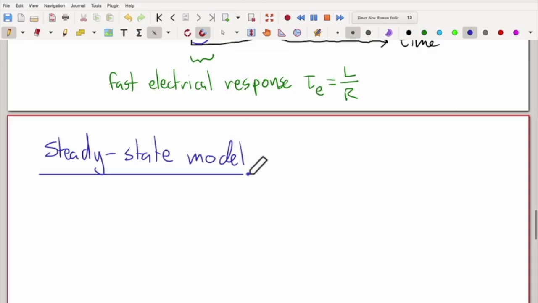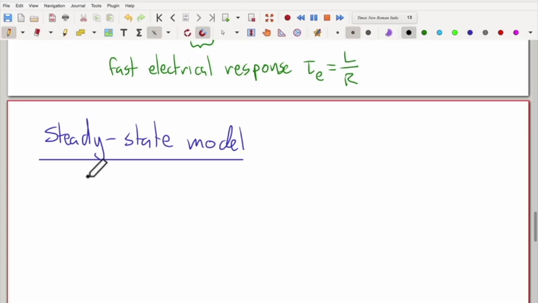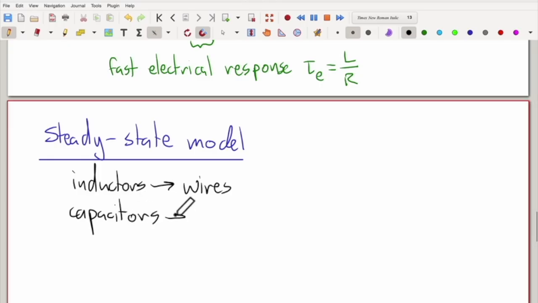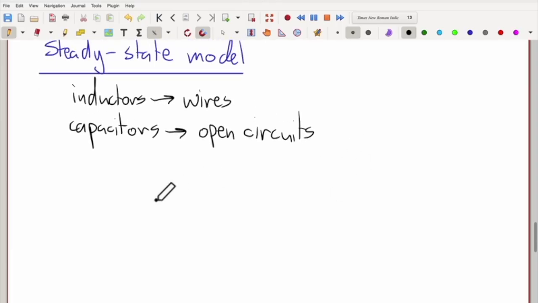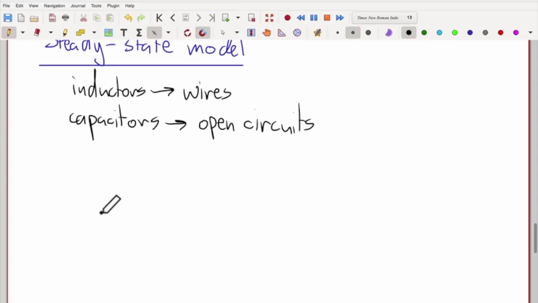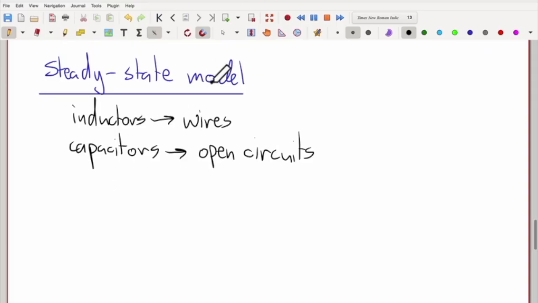Steady state model. In the steady state model, inductors turn into wires, and capacitors turn into open circuits. So we can draw a steady state model with these transformed.